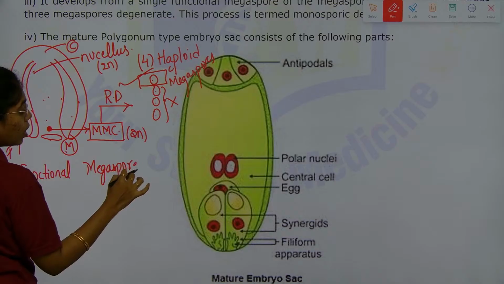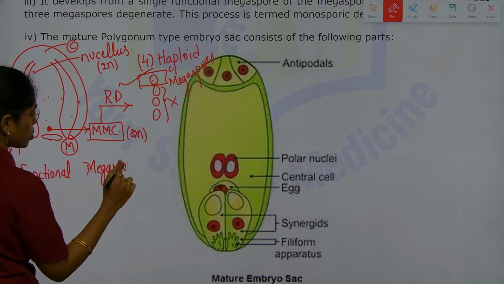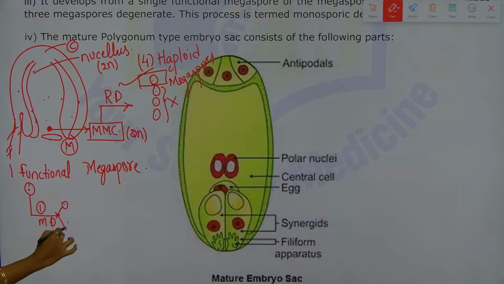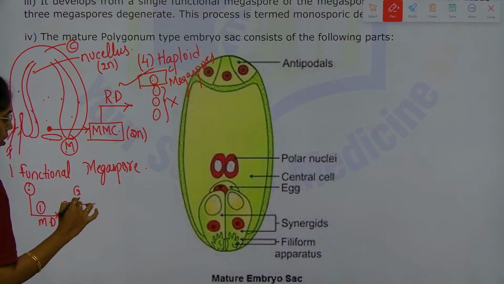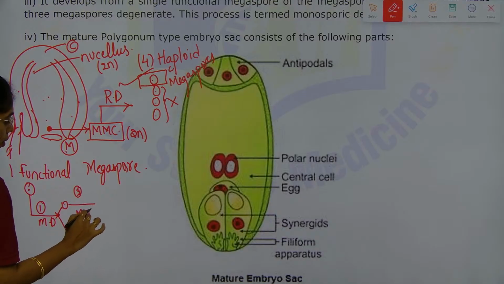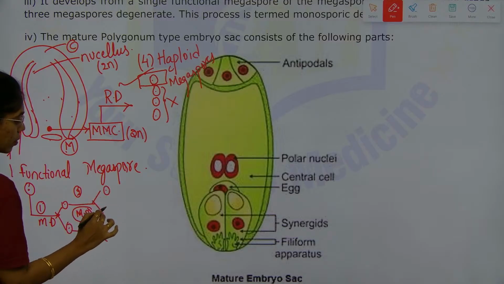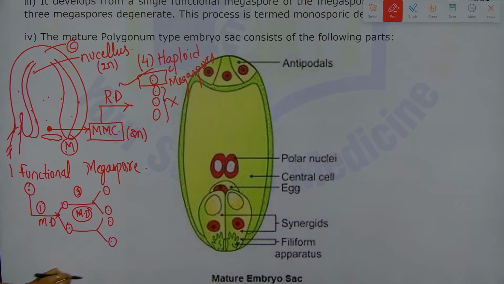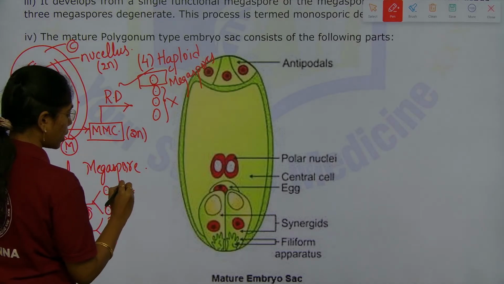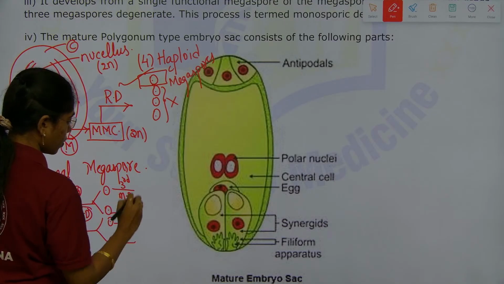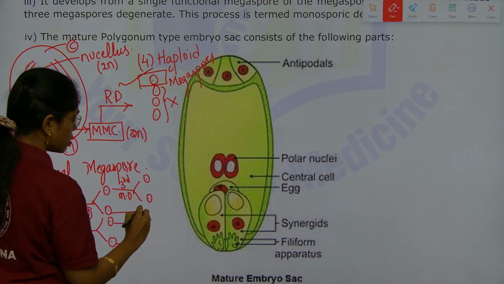will undergo 3 sequential mitotic divisions. First mitotic division will result in formation of 2 cells. Second mitotic division will result in again formation of 2 cells, so a total of 4 cells at the end of the second mitotic division. Now the third mitotic division will give out 8 cells.